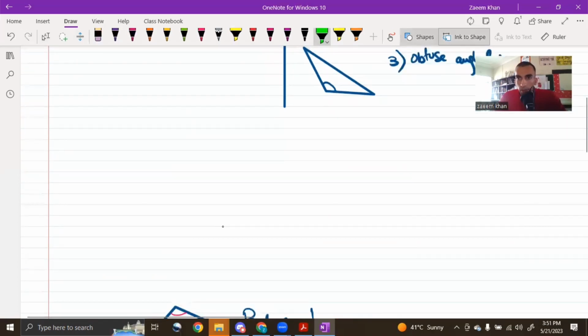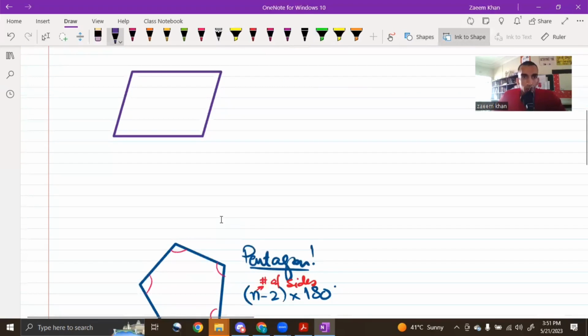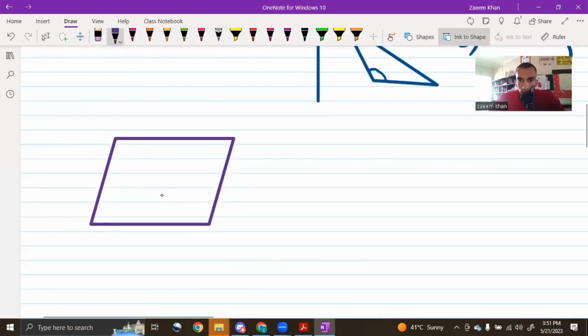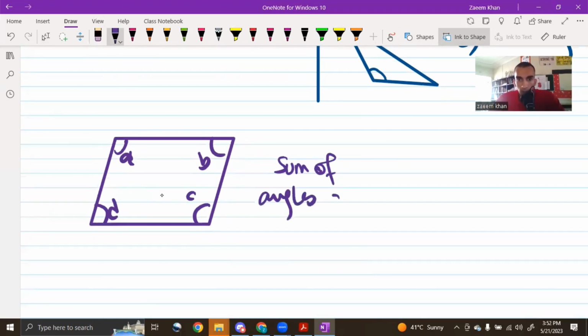A quadrilateral is how many sided shape? Four. A four-sided shape. So I'll draw a very basic quadrilateral over here, and I've accidentally drawn a parallelogram. The sum of angles A, B, C, and D, A plus B plus C plus D, is going to be equal to 360.